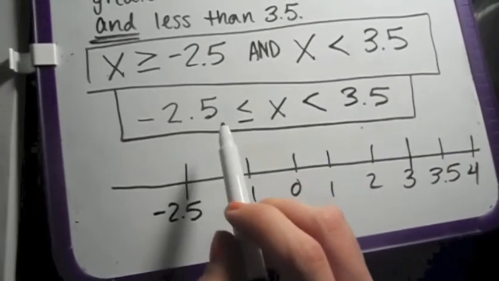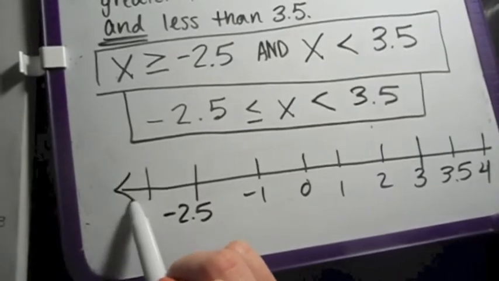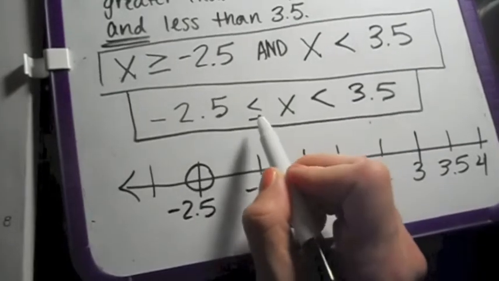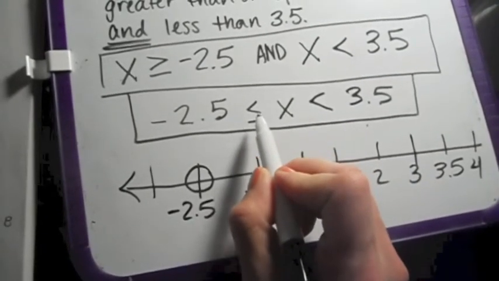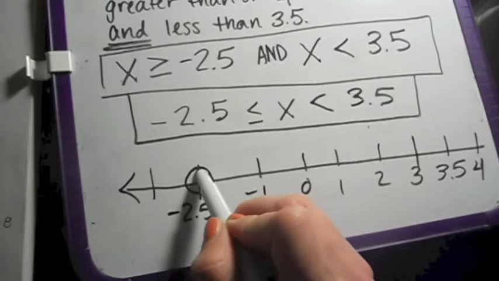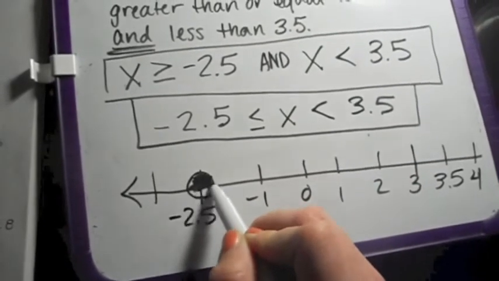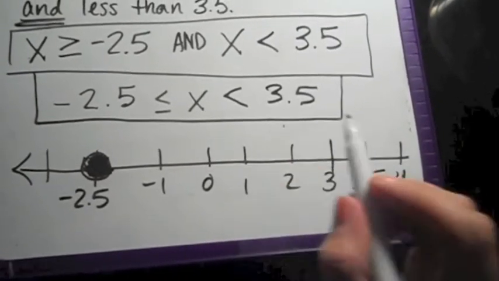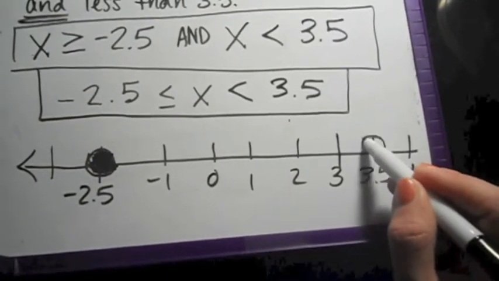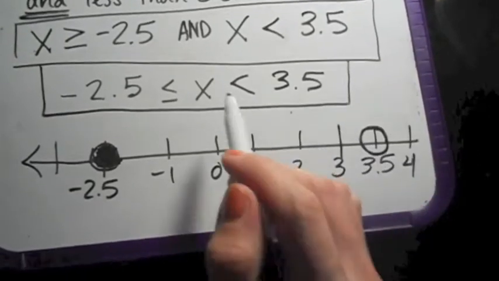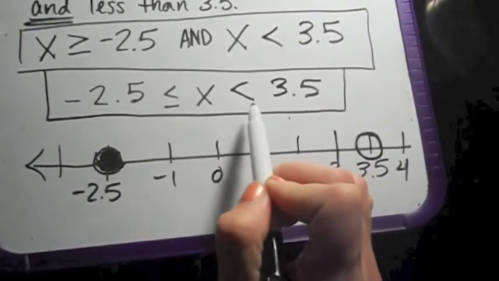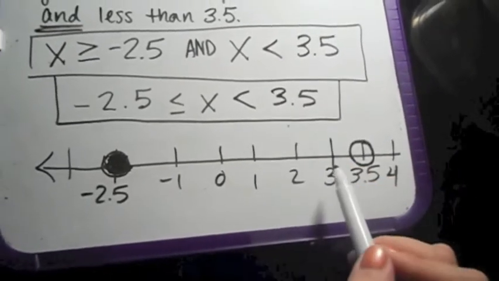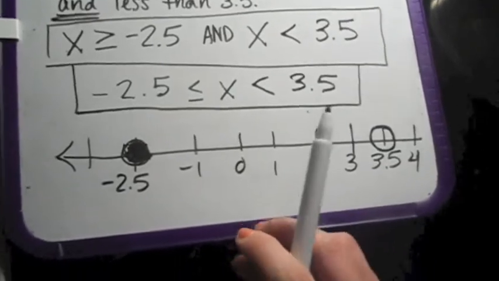Okay? So I've got my number line. I need a point at negative 2.5. I fill it in because x can be greater than or equal to, that's what tells us to fill it in, negative 2.5. Okay? Now I have 3.5. This one's going to be an open circle because there is no equal to with x less than 3.5. It's just less than. Okay?